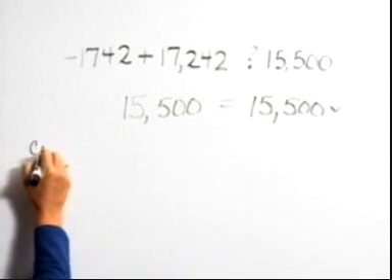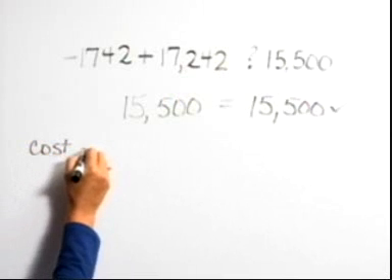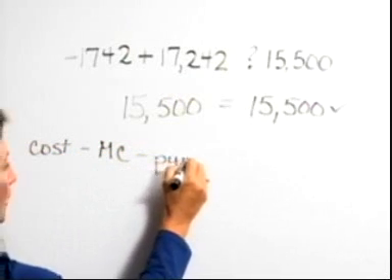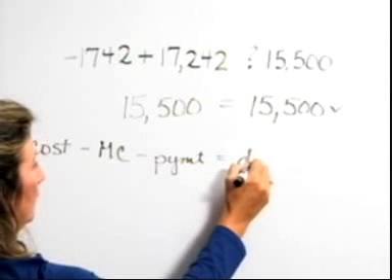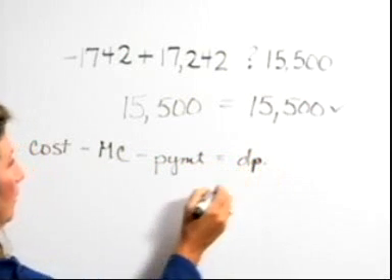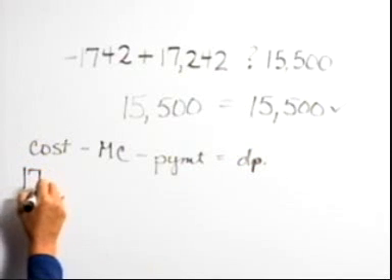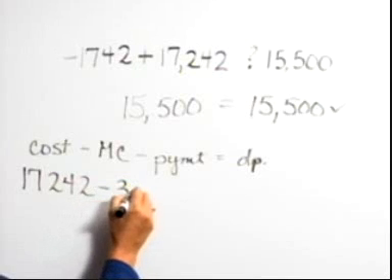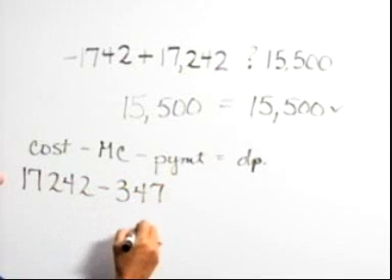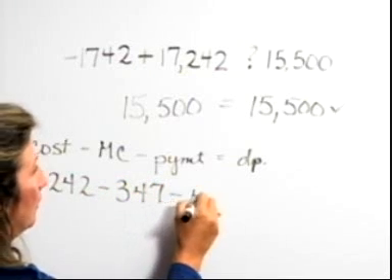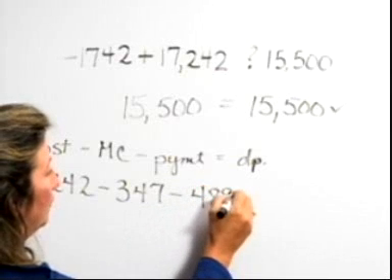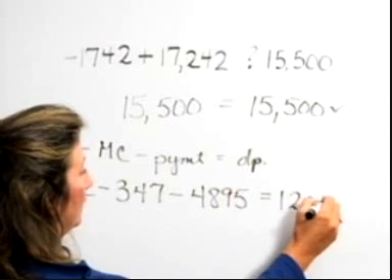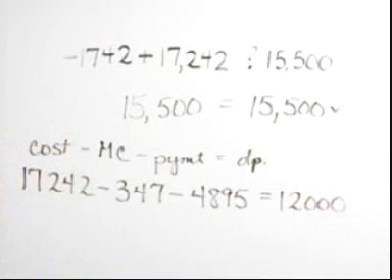Our cost minus the maintenance cost minus the payments should equal the down payment. The cost was $17,242 minus the maintenance cost of $347 minus the payments of $4,895 does in fact equal the down payment of $12,000. So that also checks.